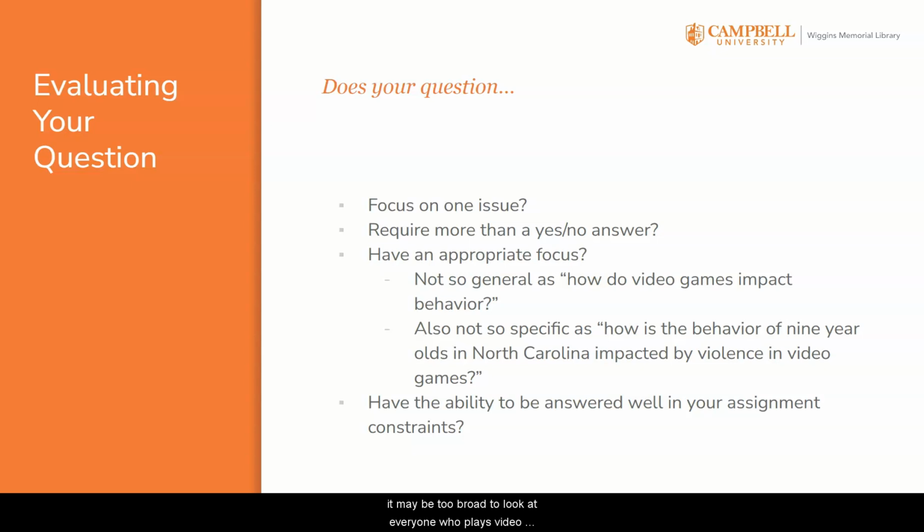For example, it may be too broad to look at everyone who plays video games, but saying specifically 9-year-olds would be too specific. Instead, we can specify to children, or even elementary school students. A specific question can also be answered in the amount of time or space you were given to present on or write about your topic. If you have a short assignment, your question should be more specific. A good research question should also be clear rather than vague.